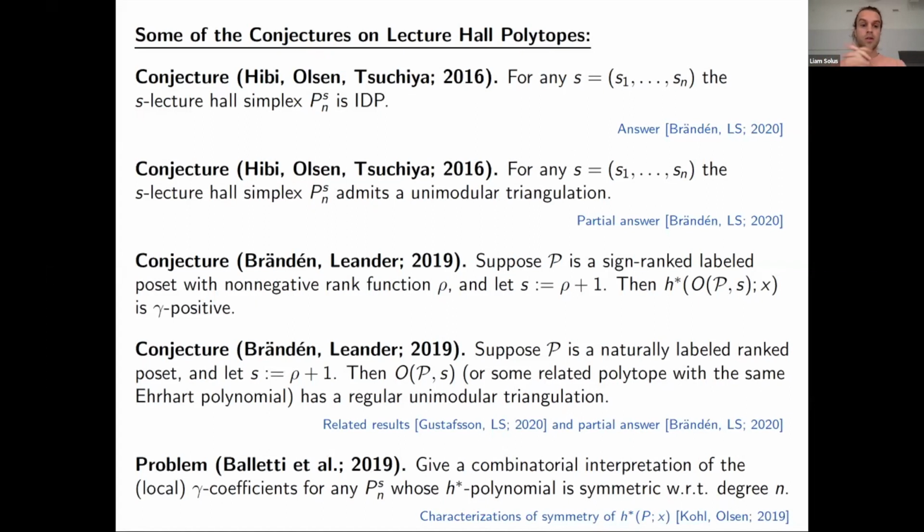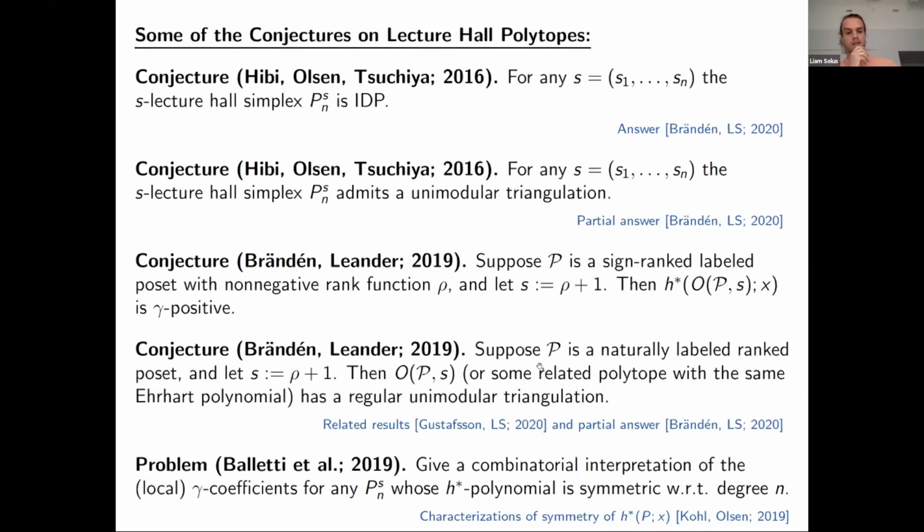The only question here that we will settle in its entirety today is the first one, which is a conjecture of Hibi, Olsen, and Tsuchiya from 2016, which claims that for any S-lecture-hall simplex, the polytope will be IDP. Following the story that we just went through, they also conjectured that any S-lecture-hall simplex should admit a unimodular triangulation. And this fourth conjecture listed here, Brendan and Leander, in their paper in which they introduced these S-lecture-hall order polytopes, conjectured that another family of these S-lecture-hall order polytopes has a regular unimodular triangulation.